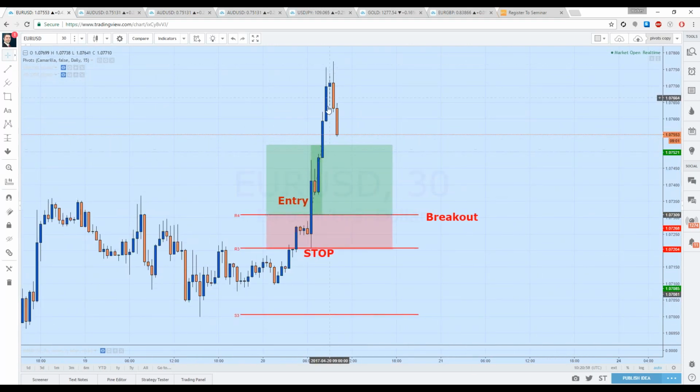Now looking at price, you may notice that the euro dollar has traded higher than the initial target.